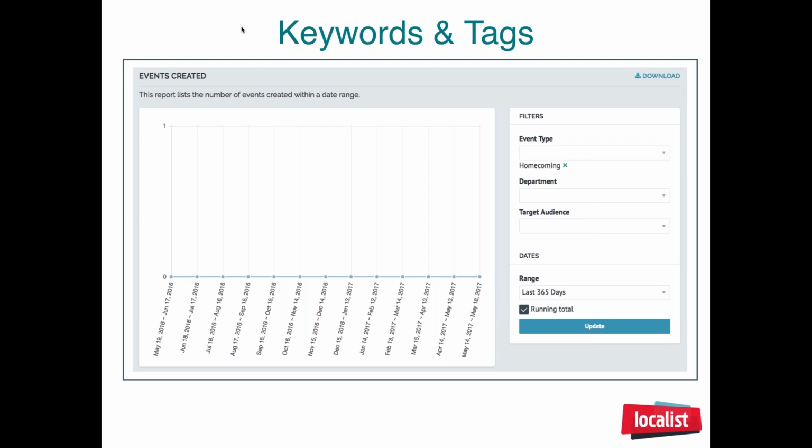Looking at this example, this is from one of our higher ed customers. They have a homecoming filter, but as you can see on this metrics report, during the entire year of 2016, even though we know that they did host a homecoming, the filter wasn't used because it just got lost in the shuffle.